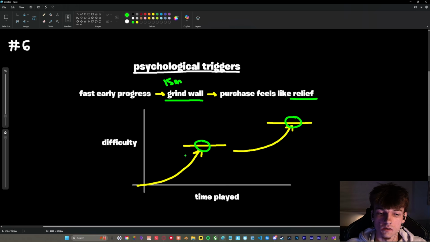The whole point here is that you want to have waves of grind, and then they get a little bit of relief when they purchase and they make a micro commitment. They go, oh, okay, this feels like a smart choice, so I'm going to buy this and have some fun.